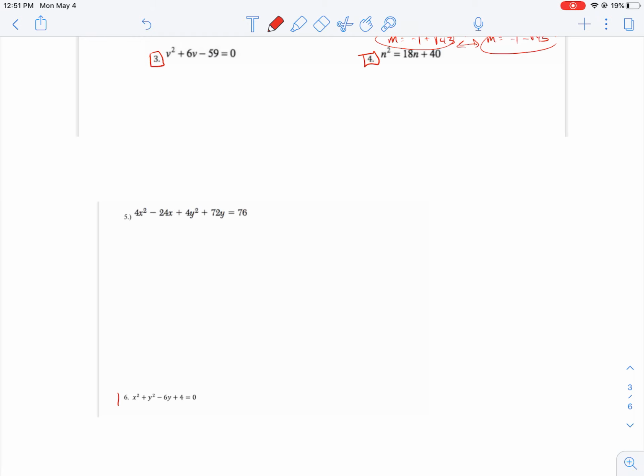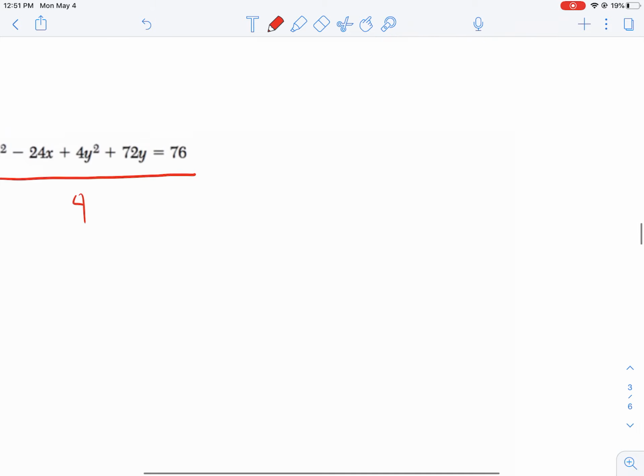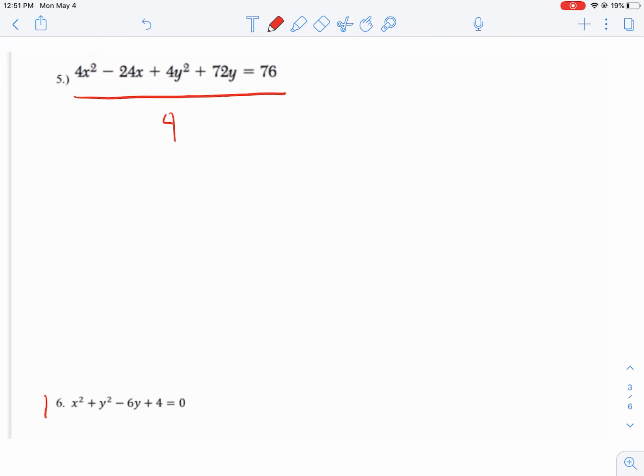So, looking at this one right here. Now what's nice of them is, hey, they got all the x's and all the y's together. The problem is if you look in the front of the x and the y, we see a 4. And so the best way to get rid of that 4 is to divide the whole equation by 4. Let me zoom in there so we got some more space.